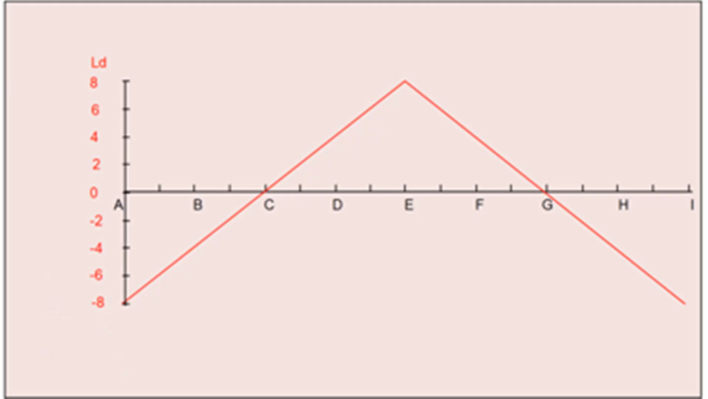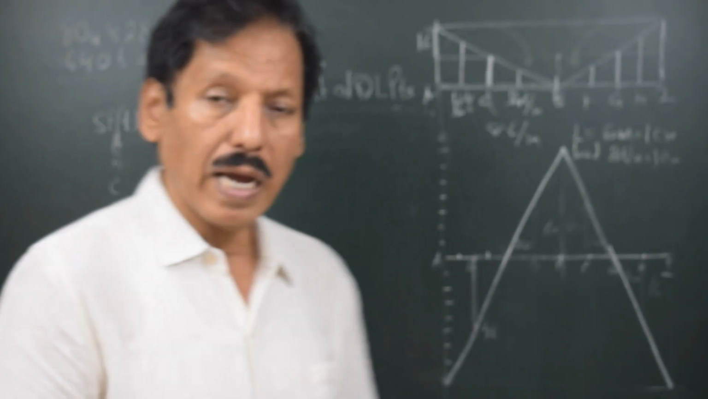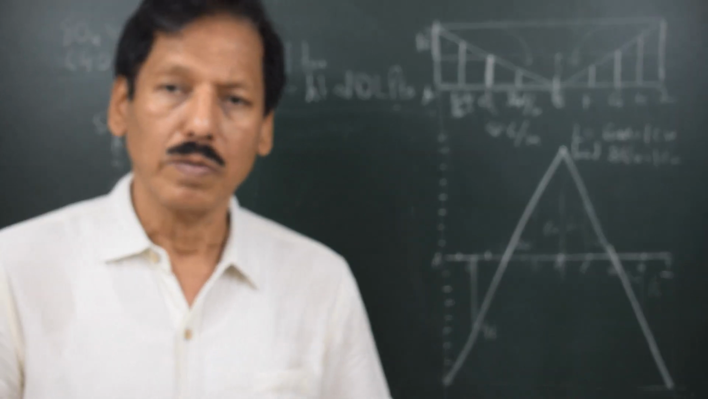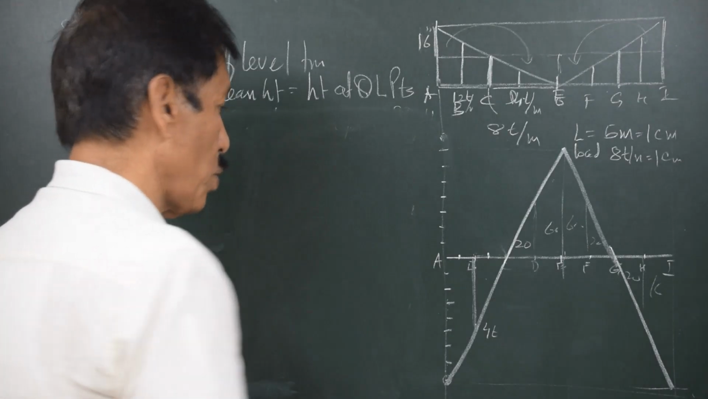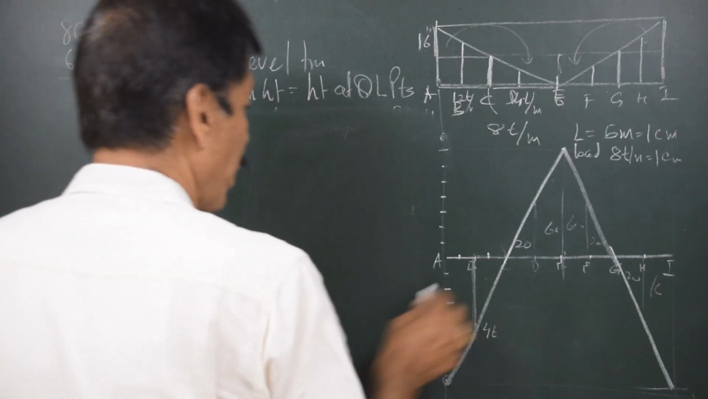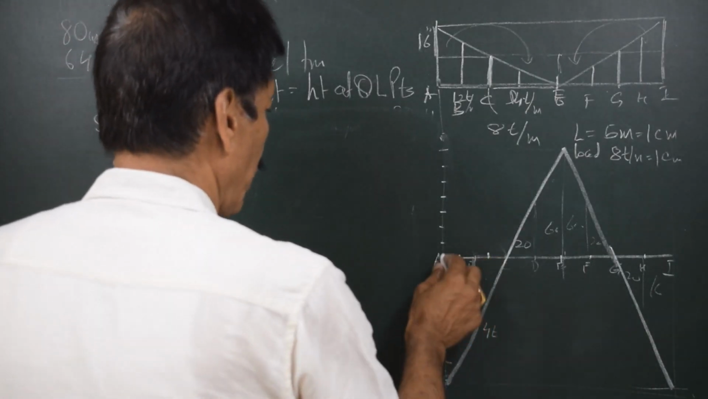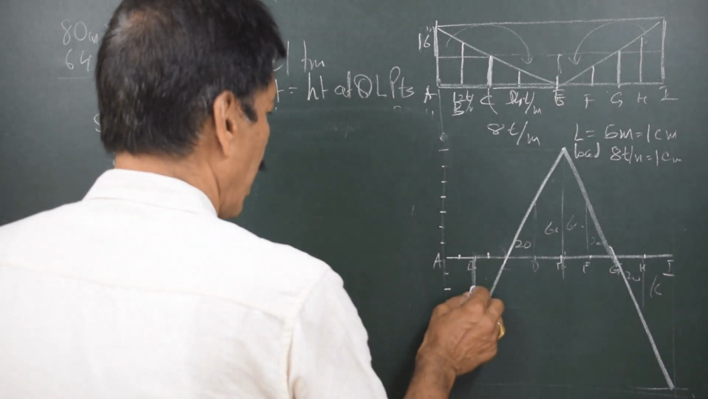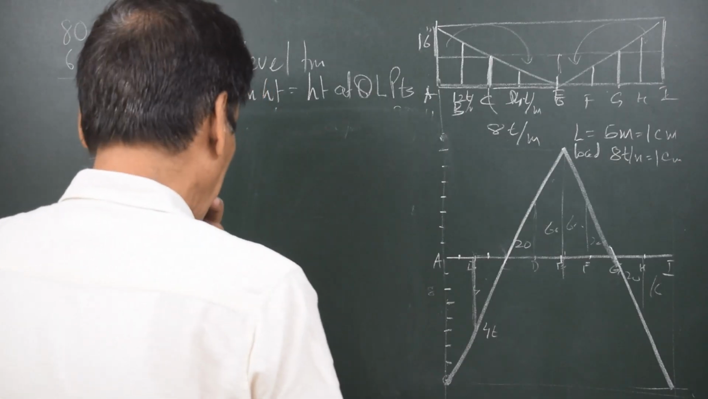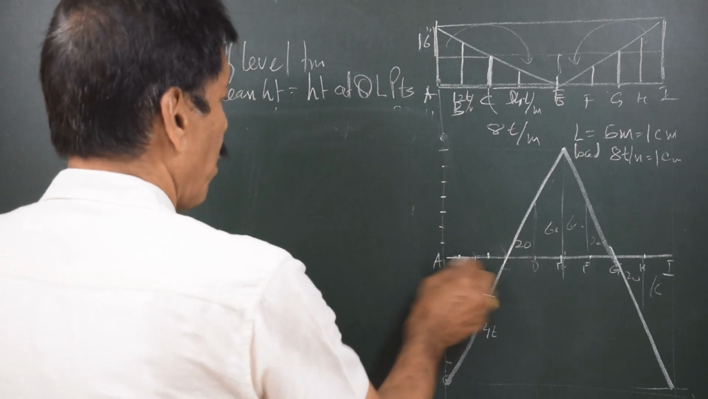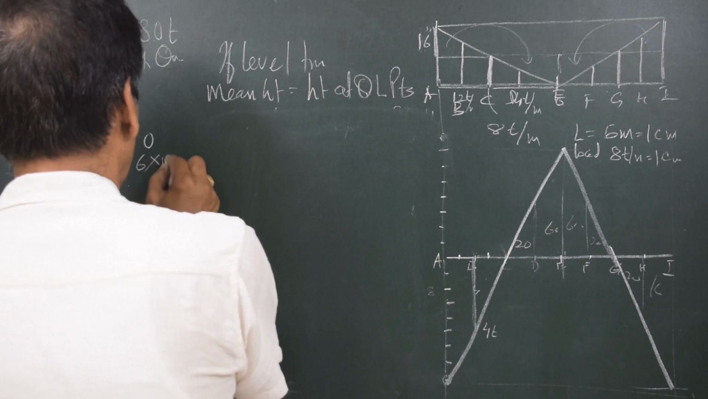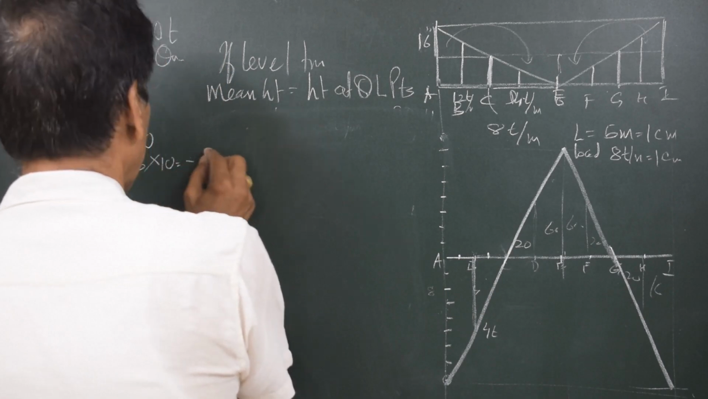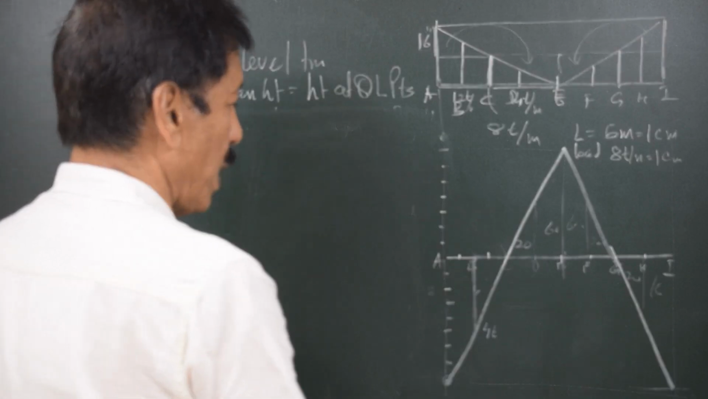Let us do the calculation for SF and BM. Now let us find out the SF ordinates, and as I told you, area under the load curve to the left of point under consideration will give me SF ordinates. So SF at A should be 0, SF at B should be area of this trapezium. This side is 4, this side is 8. The mean is 6 multiplied by the distance between A and B, that is 10 meters. So 6 into 10, that gives me minus 60.